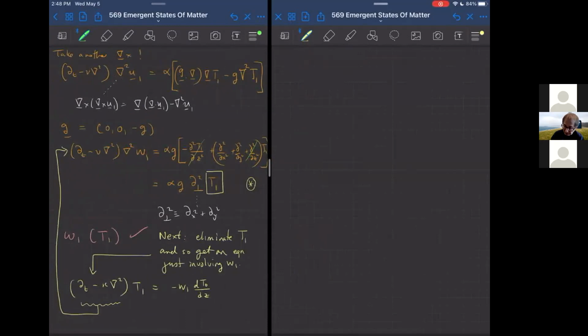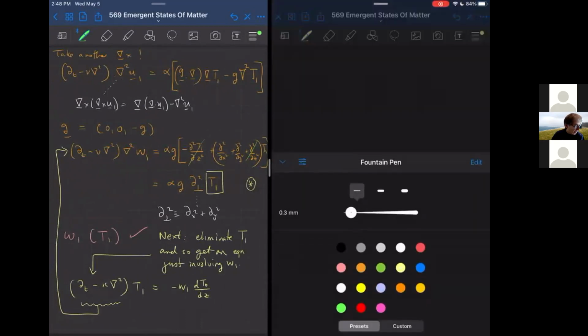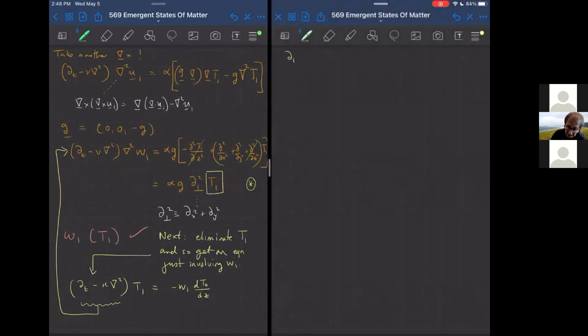So now what I'm going to do is just simply write down what I get. Okay, so we're going to have d by dt minus nu del squared, acting now on the equation that I already had, which is, sorry, this should be a kappa. Then d by dt of nu del squared. So now that's going to operate on the object on the left-hand side, which was del squared W1.